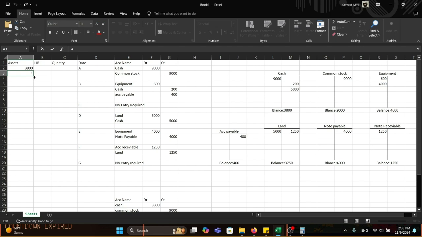And we have 4,600 as the land. No, that's as equipment. And for land, 3,750. And note receivable is going to be 1,250. This is all for the assets. In liabilities, we're going to count the account payable. We're going to write the account payable with the note payable. So 400 and 4,000.